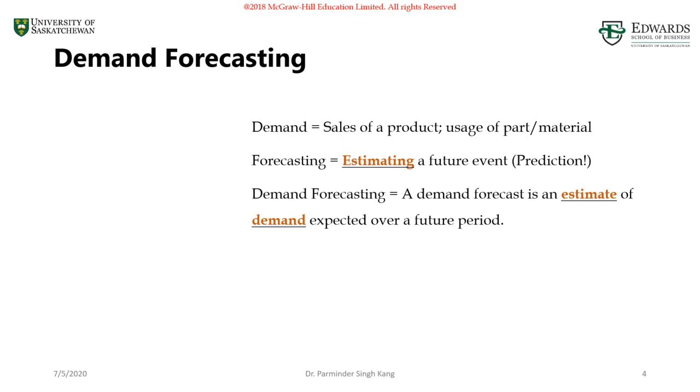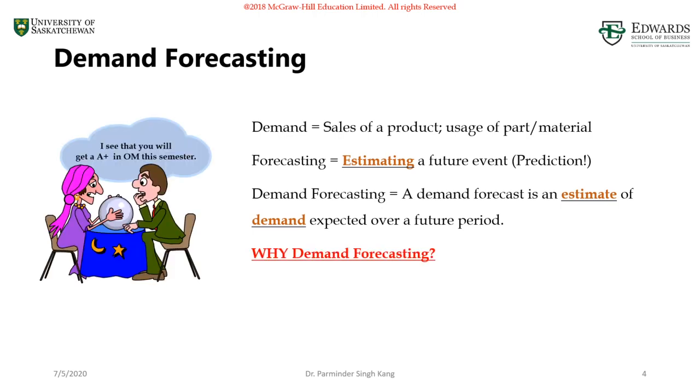So when we put this together, demand forecasting is the estimation of demand expected over a future period. I'm using a generic term here, future period, because later on in the next slide we'll talk about predicting for a shorter time span, medium time span, or longer time span. So we'll explicitly define that. So why demand forecasting? In very simple terms, demand forecasting provides the operations manager information about the future demand, and we can control and direct our operations better.